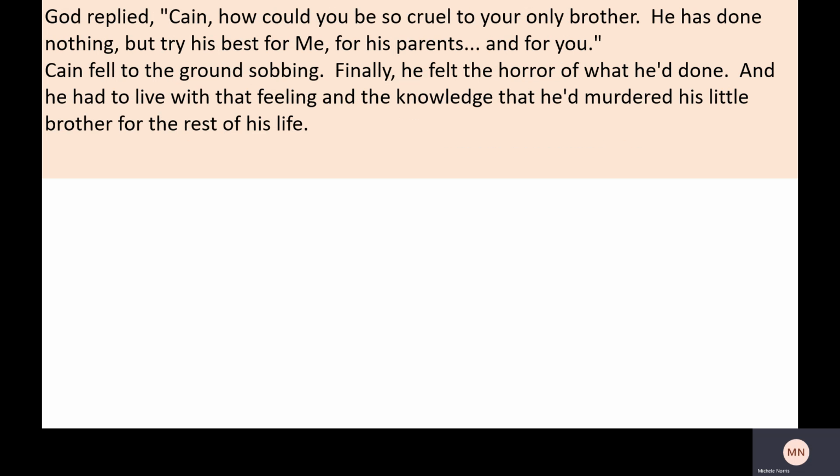God replied, "Cain, how could you be so cruel to your only brother? He's done nothing but try his best for me, for his parents, and for you." Cain fell to the ground sobbing. Finally, he felt the horror of what he'd done, and he had to live with that feeling and the knowledge that he'd murdered his little brother for the rest of his life.